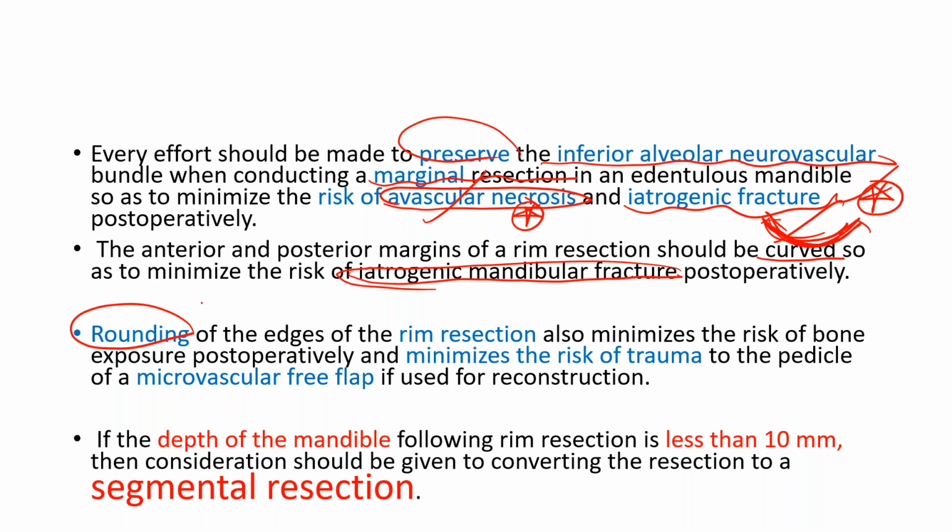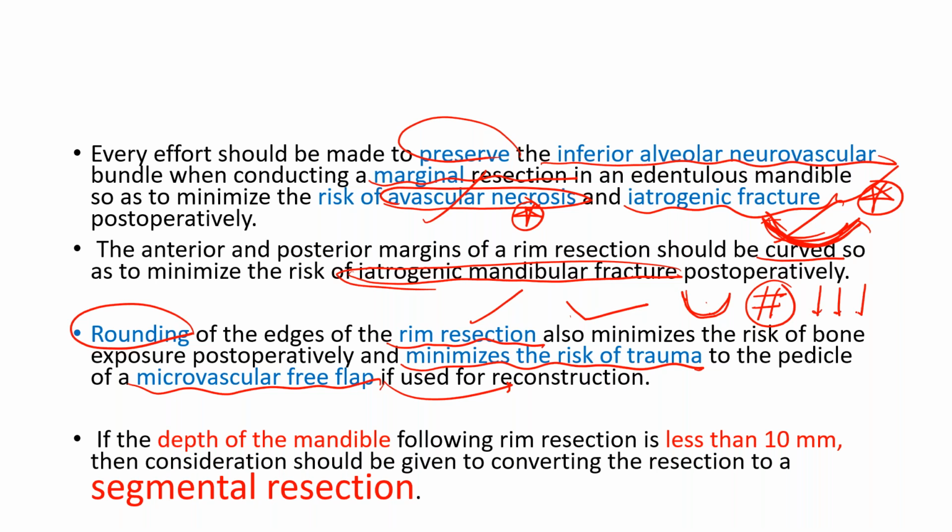So we have to go for rounding of the edges of the rim resection. It minimizes the risk of bone exposure post-operatively. Rounding of the edges of the rim resection is very important. It minimizes the risk of trauma to the microvascular free flap if it is used for reconstruction. When you cut, you should not cut sharply. You should make a round cut so that the fracture chances post-operatively will be decreased.